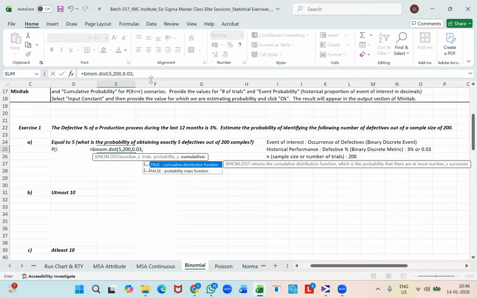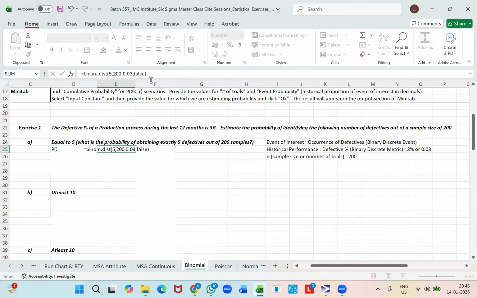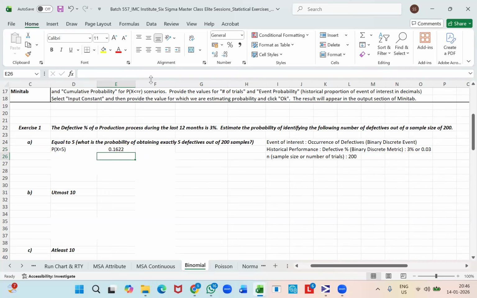For this particular scenario, give the cumulative option as false. I will let you know when to give cumulative as true. That's it, right? You need to close the bracket and then press enter. So you'll get the final answer. Now this 0.1622, we need to interpret, right? So we need to provide the inference as a statement here.